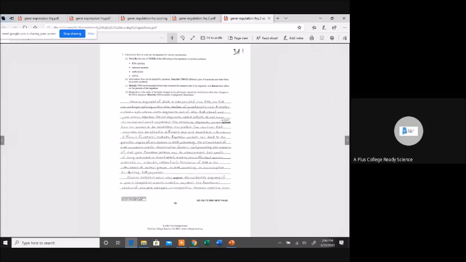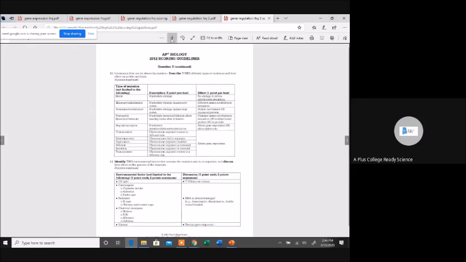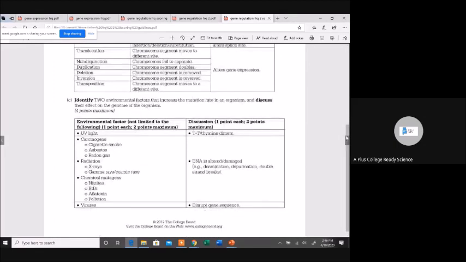All right, scrolling on down to part C. Part C says identify 2 environmental factors that increase the mutation rate in an organism and discuss their effect on the genome of the organism. So things that can increase mutation rates, we call mutagens. Mutagens are environmental factors like UV light would be an example.